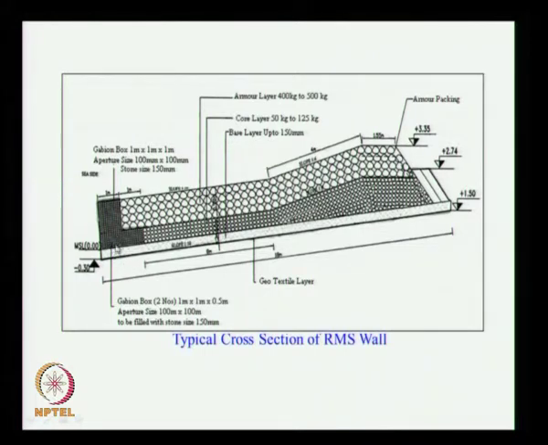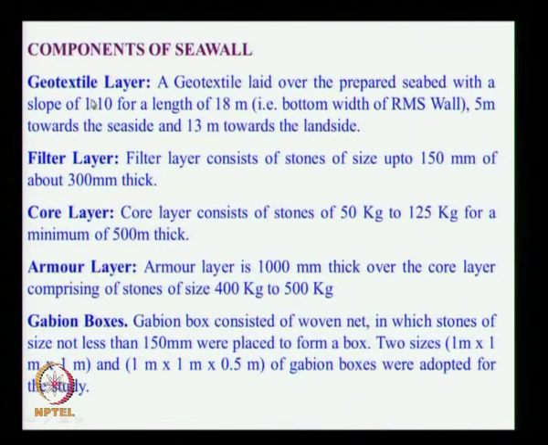At the bottom we are providing 2 boxes, 1 by 1 by 0.5, the height is 0.5. The aperture size and stone size are the same, and for a bigger size you can also provide 150 by 150 depending on the wave height. So these are the components of the sea wall: one is the geotextile filter, the other is the filter layer, the third is the core layer, then the armor layer, then the gabion boxes. This is in a slope of 1:10, about 5 meters towards the sea side and 13 meters towards the land side.